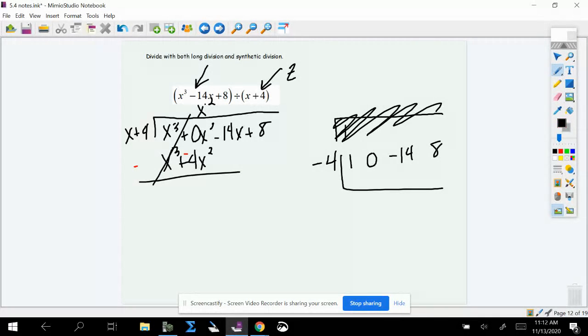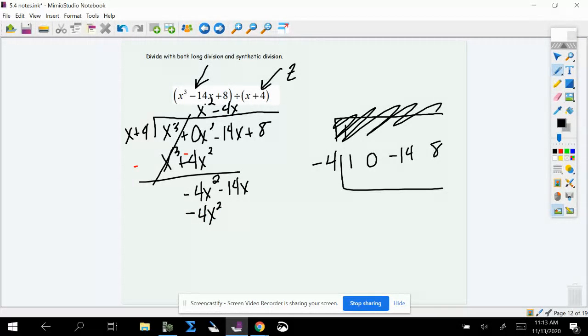So I have 0x squared minus 4x squared, which is minus 4x squared. Then I'm going to drop down the minus 14x. Now I want to see what I multiply x by to get negative 4x squared. That's going to be a negative 4x. So I'm going to multiply through negative 4x squared.